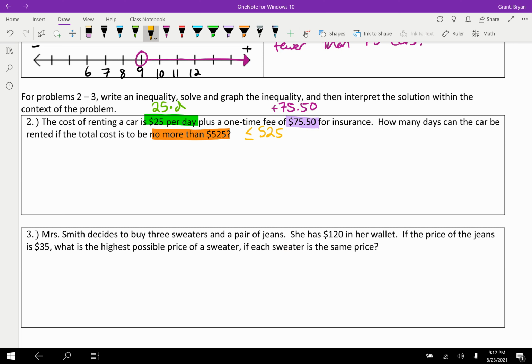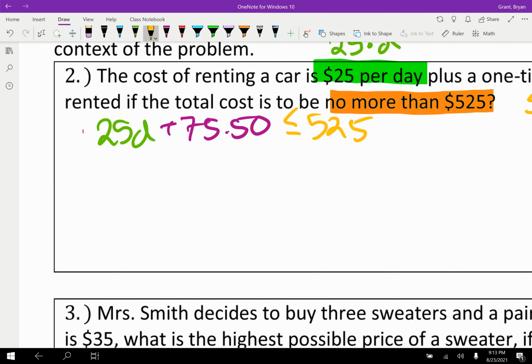So let's put all this together. We know we have 25D plus $75.50 will be the total amount you pay. And then we want to know, when is this total amount going to be less than or equal to $525? Well, I think we can probably isolate here. We know to undo addition, we use subtraction. And again, you might want your calculator here.